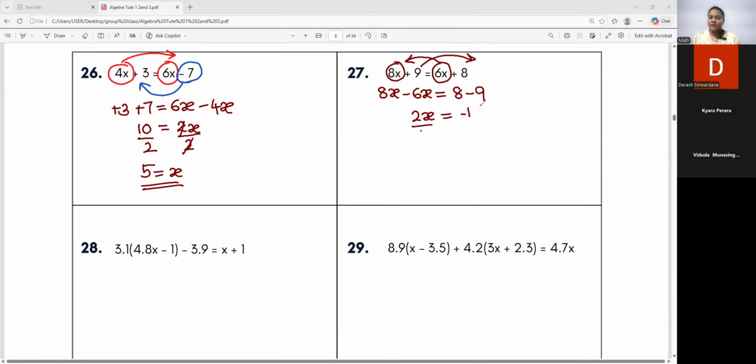Then divide both sides by 2. 2 and 2 get cancelled. x is equal to minus half. Correct? It's not correct.